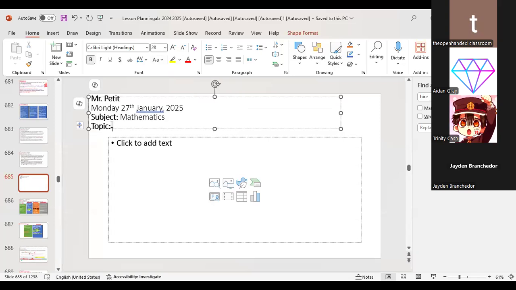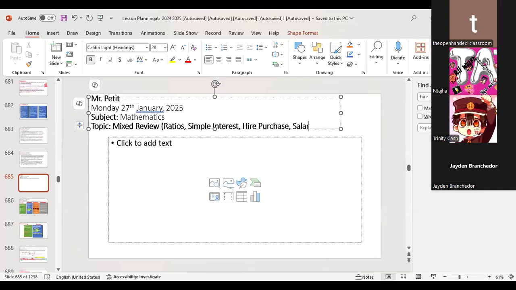Okay, so today the topic was mixed review. We're doing ratios, simple interest, hire purchase, and what else? Salary and wages. Salary and wages, very good.